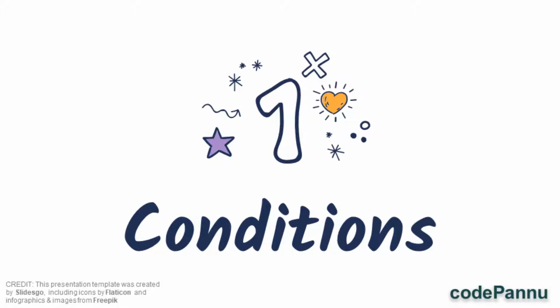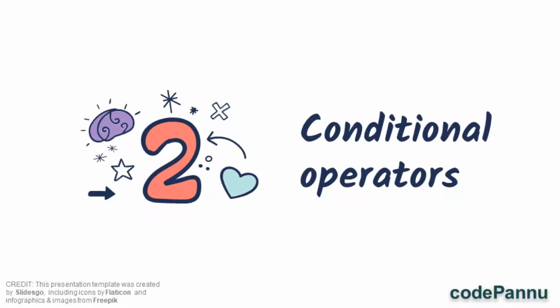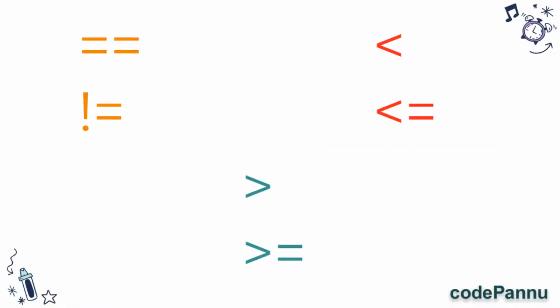Clear? Now, second is conditional operators. Like how we used special characters to do maths, we will use some special characters to check the conditions. Such special characters are called conditional operators. These are some of the special operators, and we will see how to use them in the next few videos.